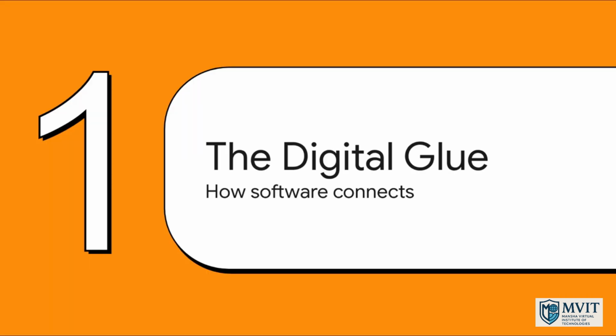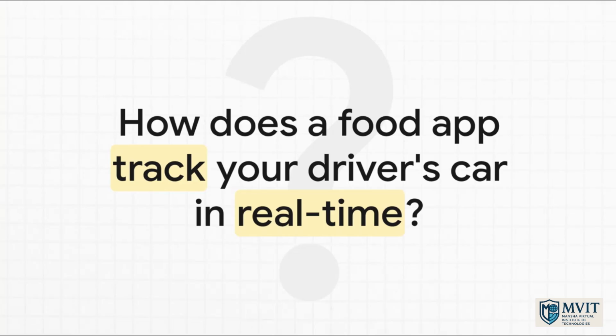To really get what an API is, let's start with something you probably do all the time without even thinking about it. Seriously, it feels like magic, but once you see what's happening behind the curtain, it's just a really, really smart idea. Okay, picture this. You've ordered some food and you're watching that little car icon moving across the map on your phone, getting closer and closer. It's awesome, right?